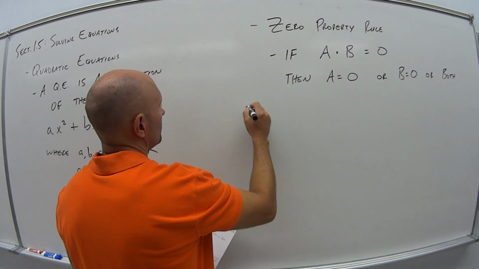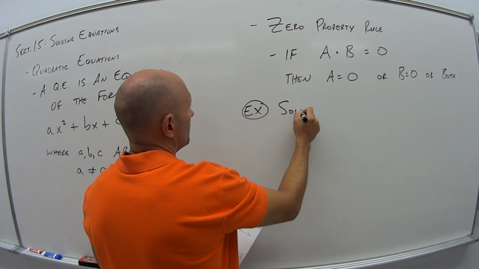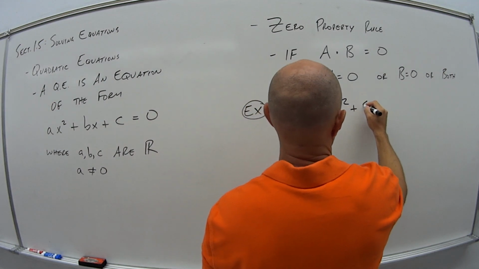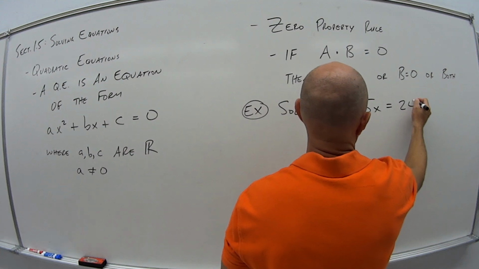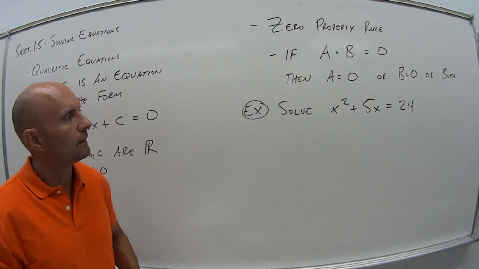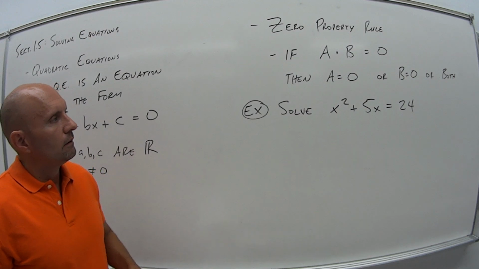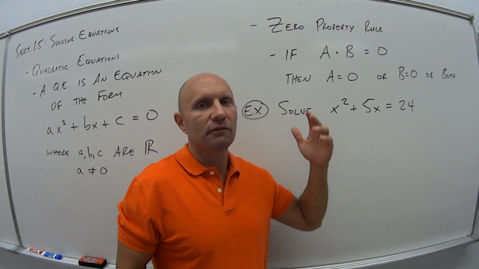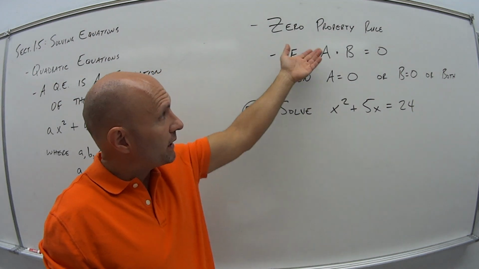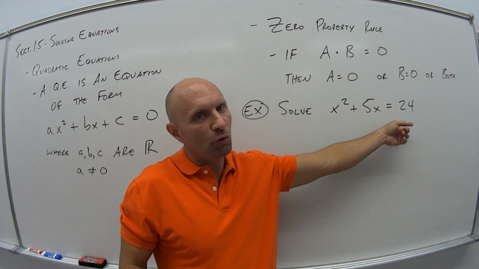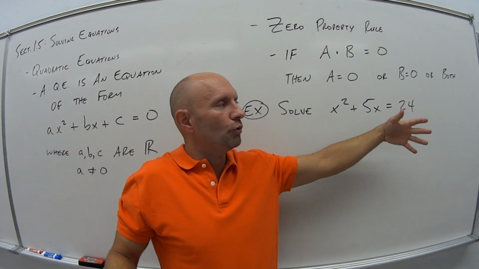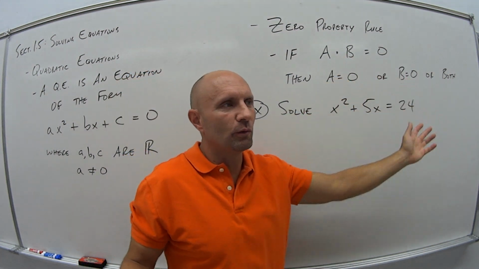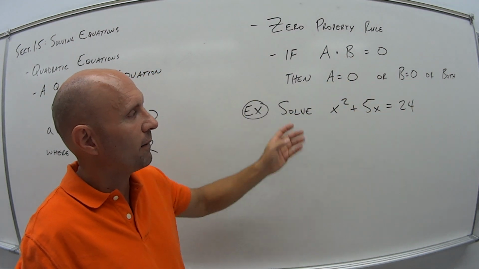So, let's look at an example. Let's say we want to solve the following equation: x squared plus 5x is equal to 24. When we're solving these, we're always going to want to move everything to the left and have 0 on the right. That way we can utilize the zero property rule, because I don't have a 24 property rule. I don't have any rule that says if I set this equal to 24, A is 24, B is 24, or both. No, we don't have that. We have the zero property rule.